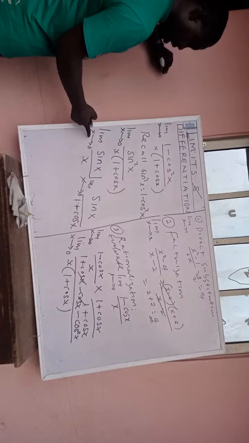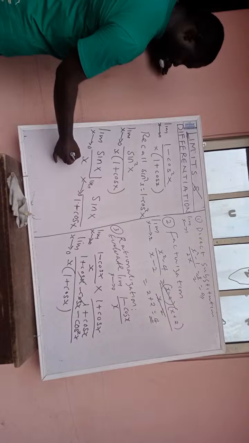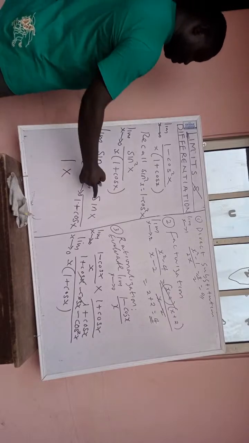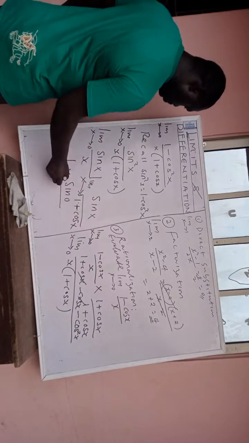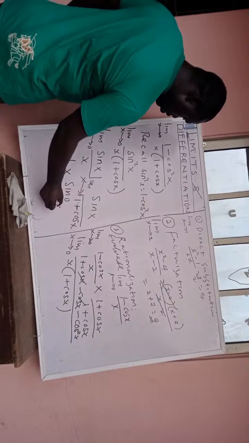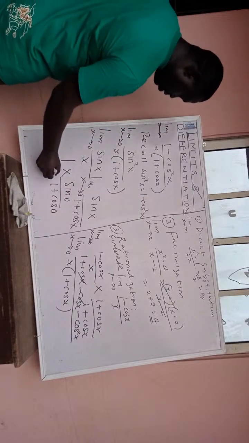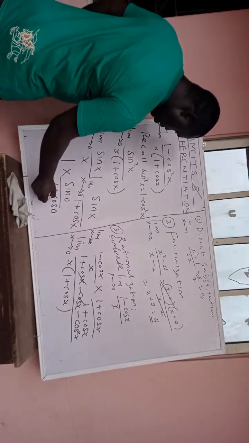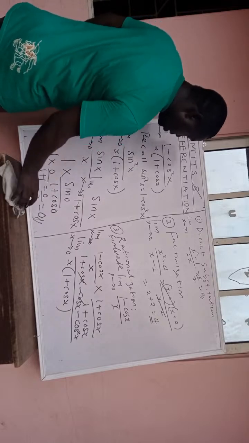Remember, limit as x tends to 0. What is sine x over x? What did I say the other time? From the property of limits, it is 1. Can you see now? Times sine 0 over 1 plus cos 0. 1 times 0 over 1 plus 1. That is 0 divided by 2. That is 0. So our answer is 0.